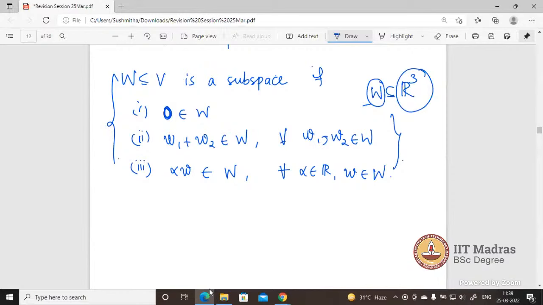So what is a linear combination of certain vectors? Just scalar multiples. Say v1, v2, ..., vn. A linear combination is nothing but something like this: summation of alpha_i v_i, i equal to 1 to n.